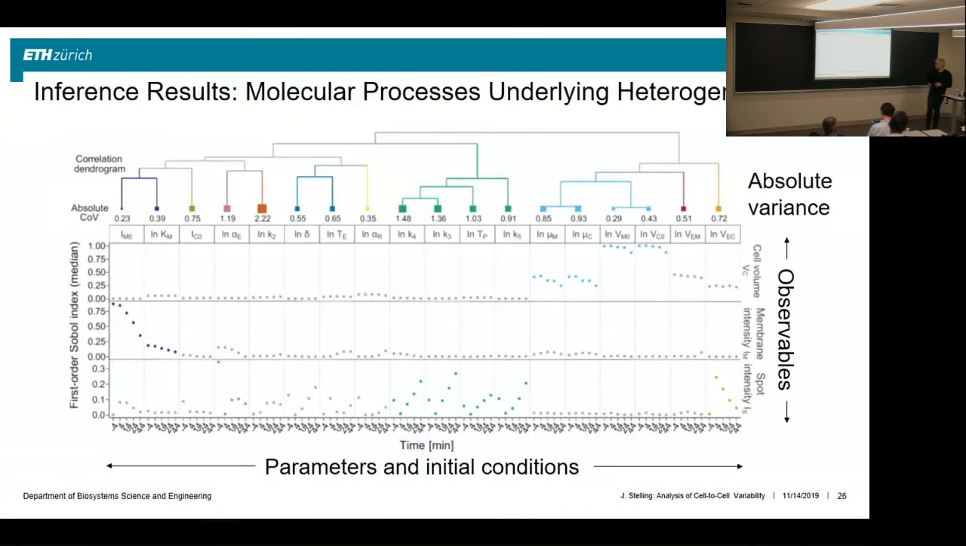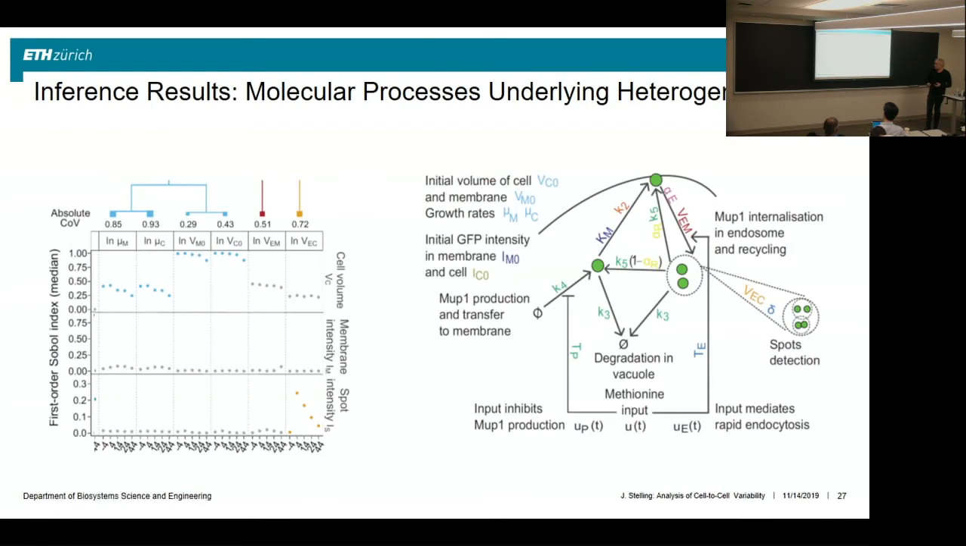And now back briefly to our example. So that's essentially the result. It's a bit complicated, what it shows here. These are parameters and initial conditions here. They're clustered according to absolute variance. These are the squares here. In each of these panels, over time, you have these so-called indices. And whenever they are colored, then they're significantly different from zero. Just to show you one or two highlights here.